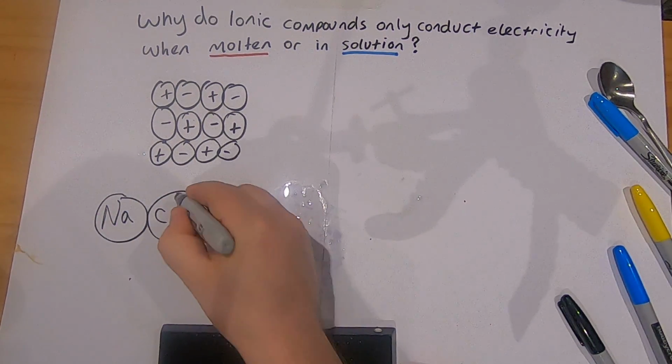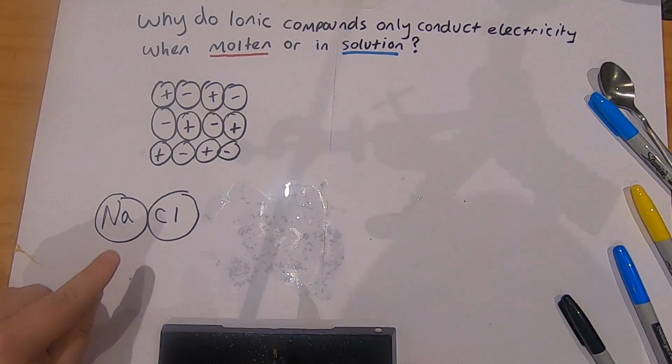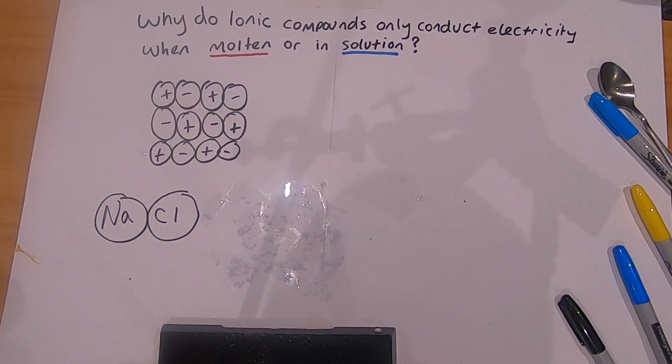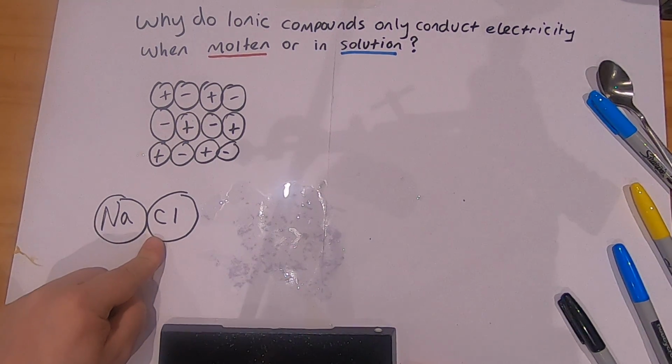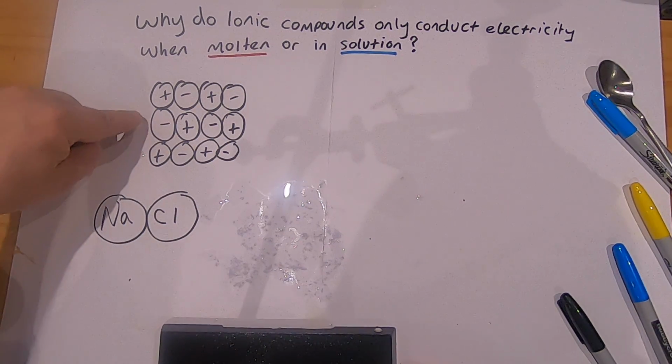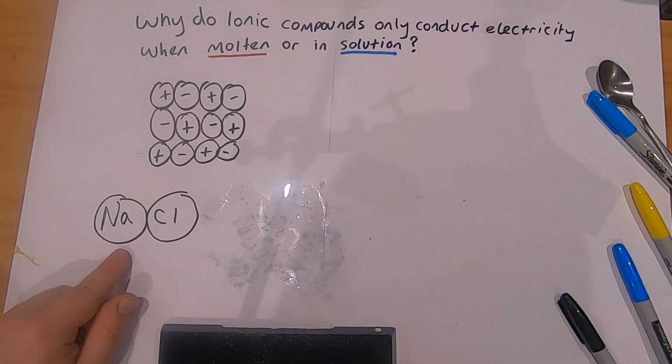Sodium chloride never exists as a molecule like this. You cannot get one molecule of sodium chloride. When we write NaCl, it's simply the ratio of the atoms within the giant compound that it forms. What do I mean by that?